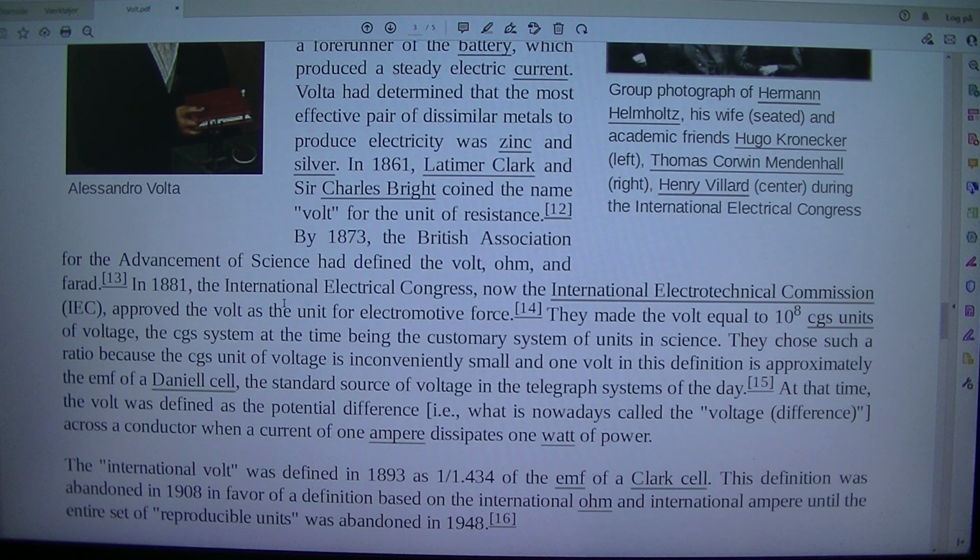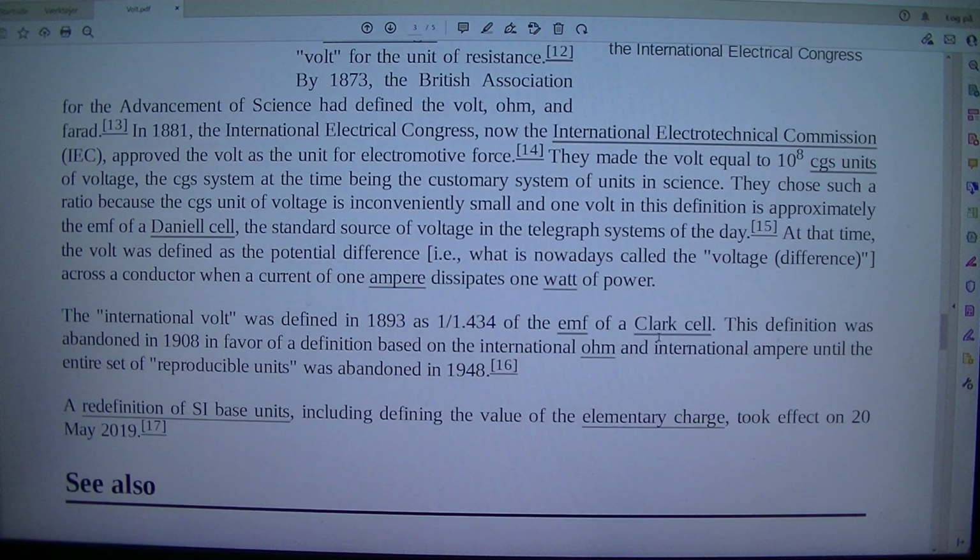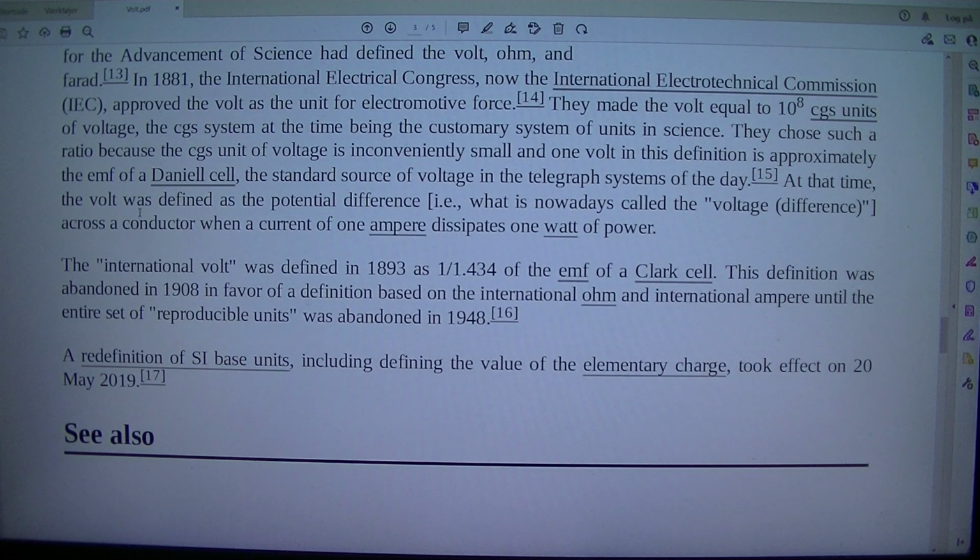By 1873, the British Association for the Advancement of Science had defined the volt, ohm, and farad. In 1881, the International Electrical Congress, now the International Electrotechnical Commission, IEC, approved the volt as the unit for electromotive force. They made the volt equal to 10^8 CGS units of voltage, the CGS system at the time being the customary system of units in science.